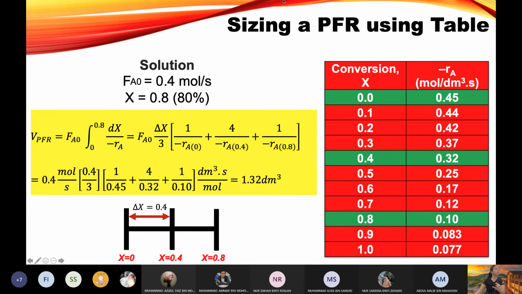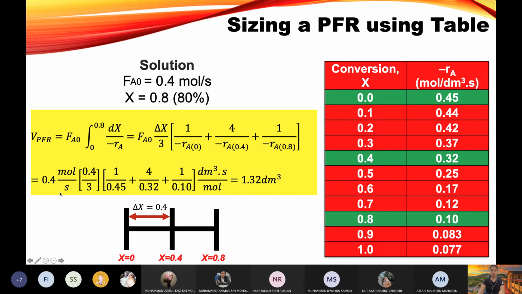So kalau kamu confused, you can actually do this form of a diagram. Initial point 0, final point 0.8, middle point 0.4. So become 4 per minus RA when my X is 0.4. Maksudnya minus RA apabila X saya 0.4, middle X saya. Plus with 1 per minus RA when my X is 0.8. Apabila X saya 0.8, minus RA saya berapa? Okay, so when you have this, then next is to solve it.